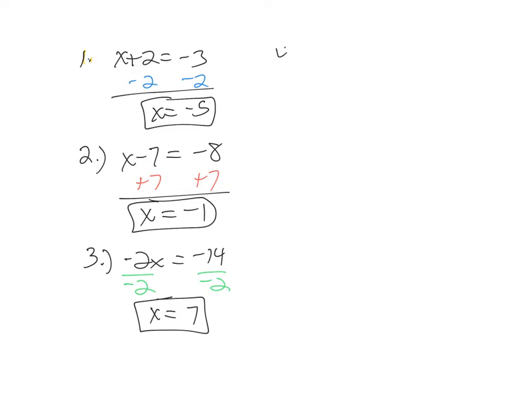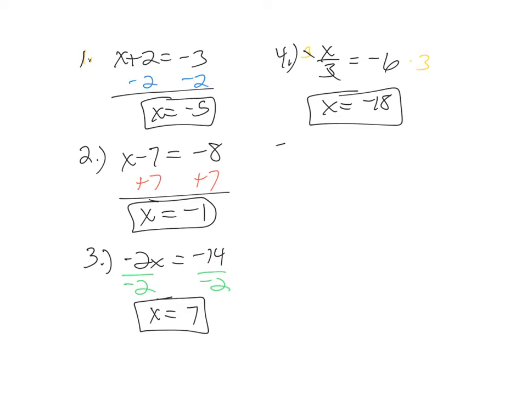So number 4, that means divide by 3. So I do the opposite and I multiply by 3. Excuse me.